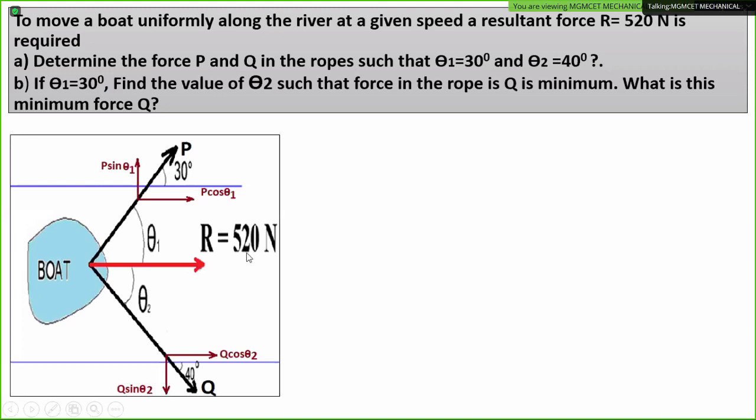ये क्लियर हो गया सबको क्वेश्चन? What is the question we are given here? R is given, the resultant. बोट को यूनिफॉर्म स्पीड से मूव करने के लिए हाउ मच फोर्स इज रिक्वायर्ड? 520 न्यूटन फोर्स इज रिक्वायर्ड. Either you apply single force or 2 forces or 3 forces. The first possibility is asking, you are pulling the boat with the two forces P and Q. P and Q का inclination दिया है 30 degrees and 40 degrees. First you have to determine, to get the resultant of 520 Newton, how much will be the magnitude of the force P and force Q.